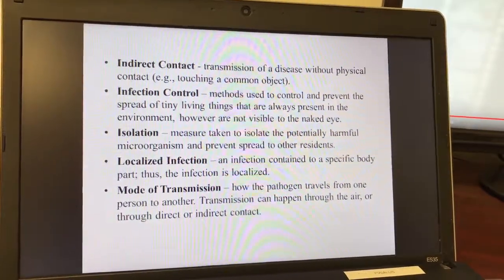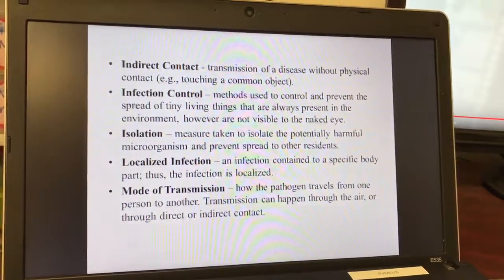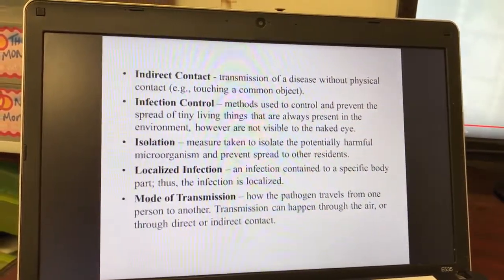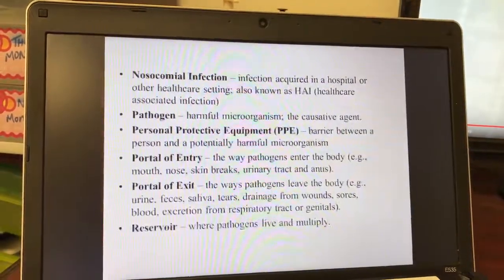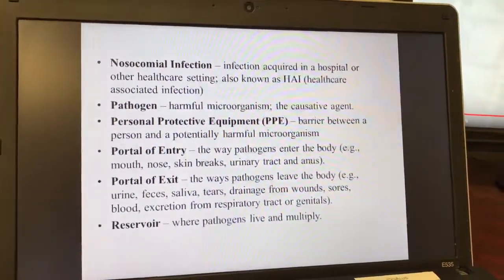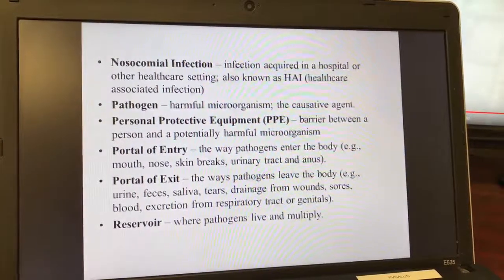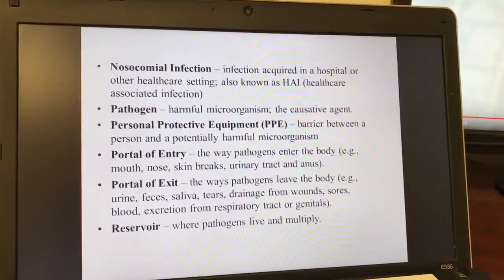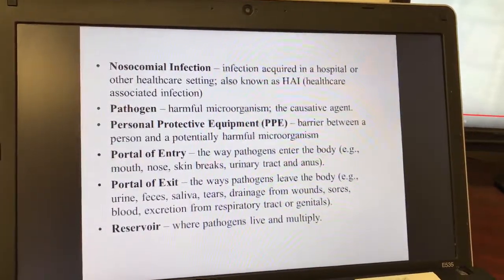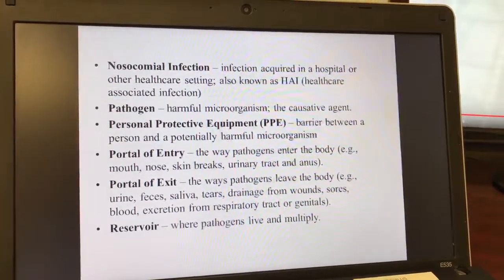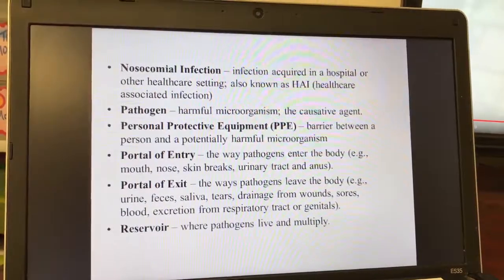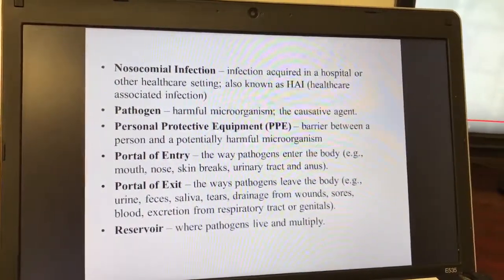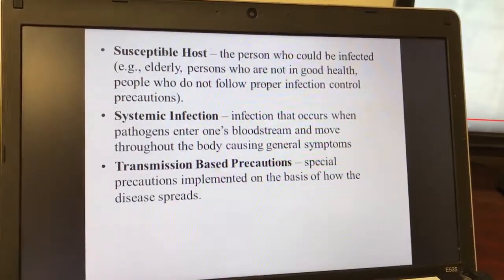Localized infection is an infection contained to a specific body part, thus the infection is localized. Mode of transmission, we talked about that with the chain of links. Nosocomial infection is an infection acquired in the hospital, also known as the HAI, healthcare-associated infection. Pathogens are harmful microorganisms. The PPEs we talked about, as well as the portal of entry, portal of exit, reservoir, and susceptible host.